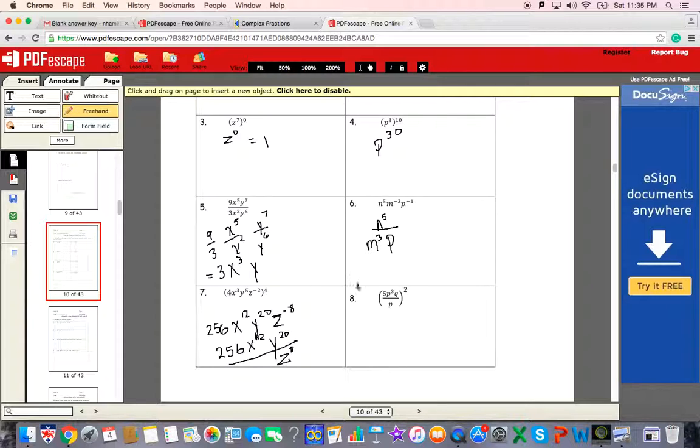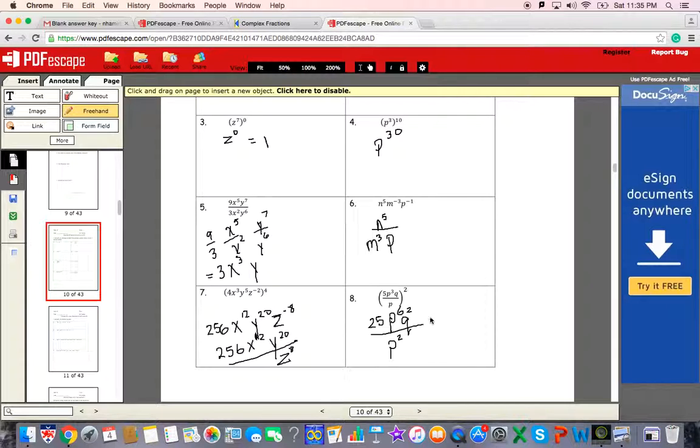All right, now we just learned that when you have a power, everything inside the parentheses is raised to that power. So 5 squared gives us 25. P to the third squared, and remember we're multiplying exponents here, gives us p to the 6th, and then q squared is just q squared. And we're also squaring the denominator, so we have p squared.